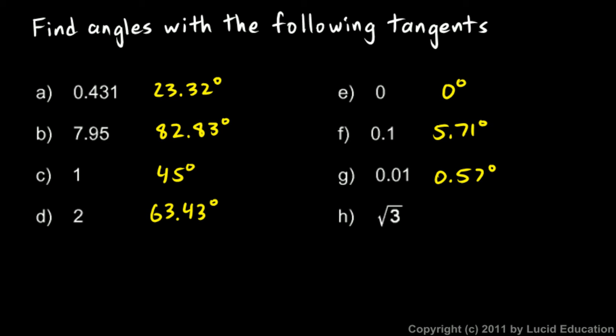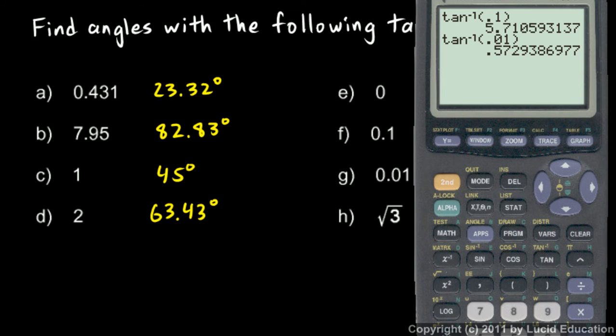Now watch this, the inverse tangent of the square root of 3. You can type it into the calculator like that. The inverse tangent of the square root of 3. So the square root is the second function on the x squared key on this calculator. So the inverse tangent of the square root of 3, and look what we get, nice round number, 60 degrees.